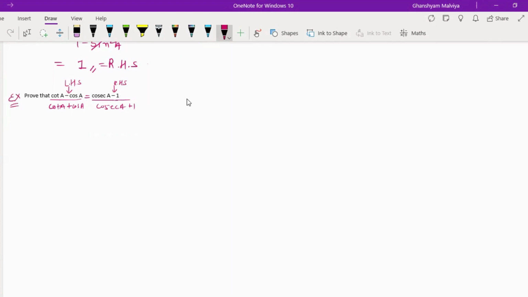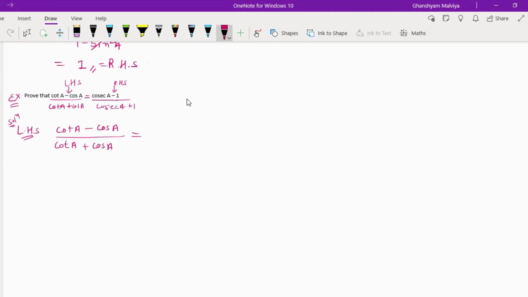You can start with LHS, or you can also start with RHS. If we start with LHS, so the solution: LHS is (cot A minus cos A) divided by (cot A plus cos A). Okay, your LHS is this one. Now we want to convert this into (cosec A minus 1) divided by (cosec A plus 1).